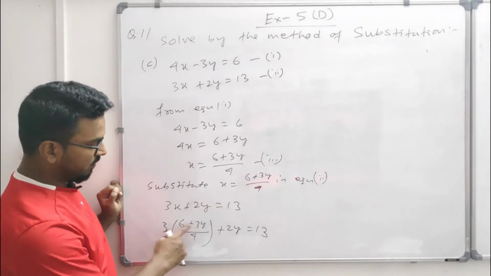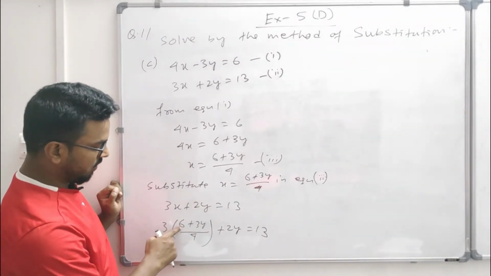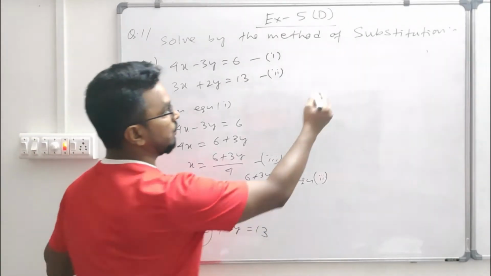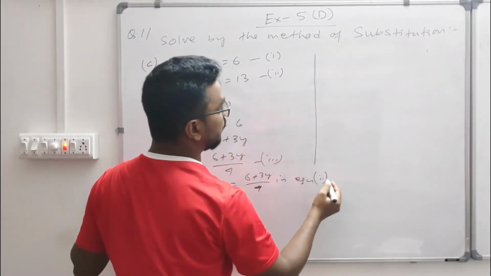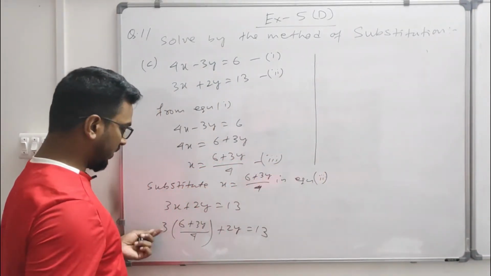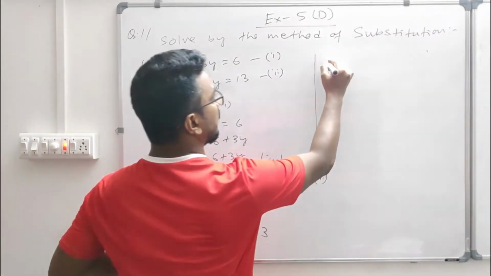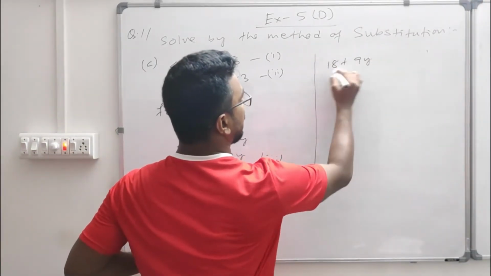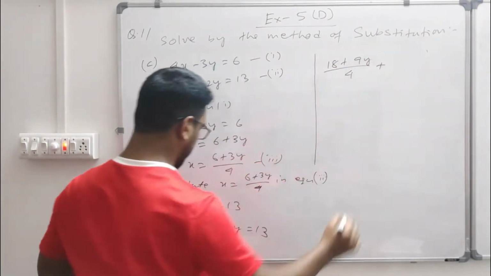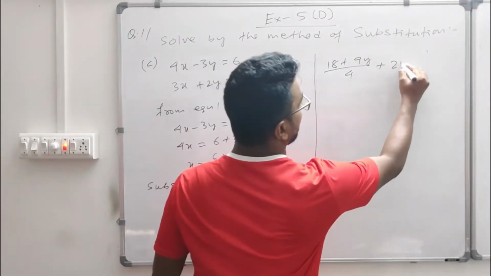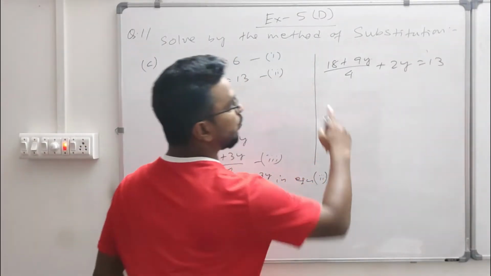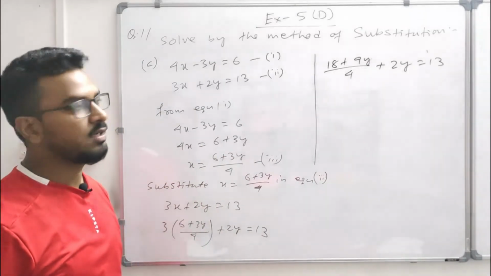Now you just multiply this 3 with 6 plus 3y. If you multiply here, what will you get? You will get 6 3s are 18, 18 plus 9y divided by 4 plus 2y equals to 13. Now what is the LCM for all these terms?